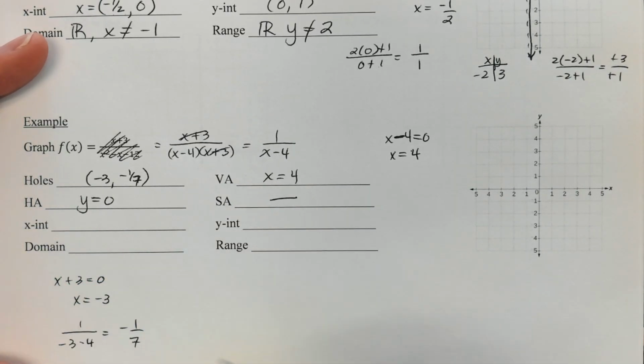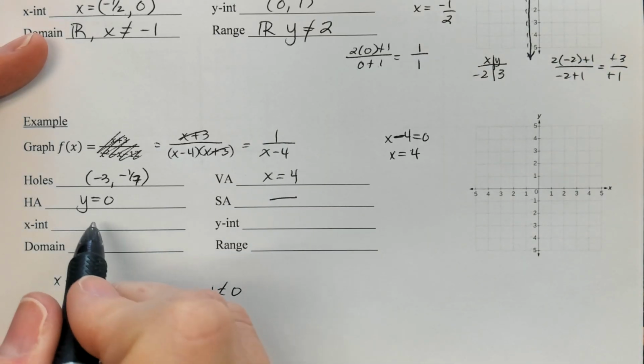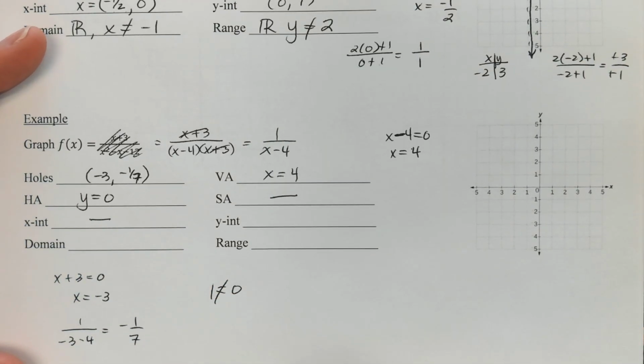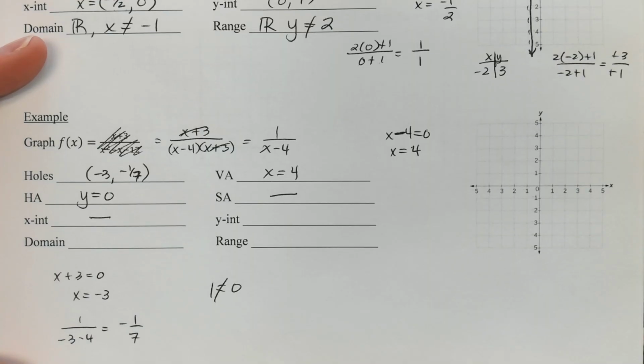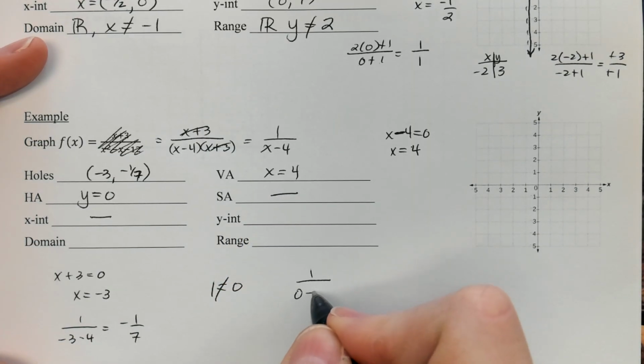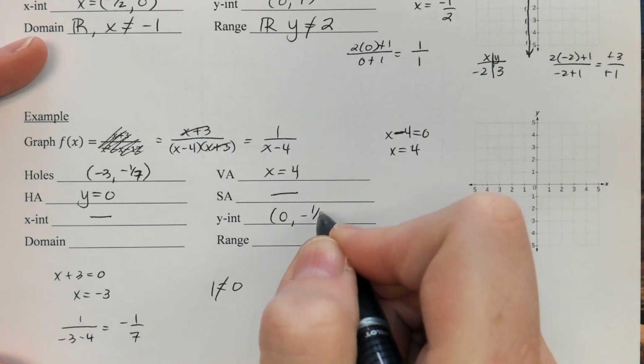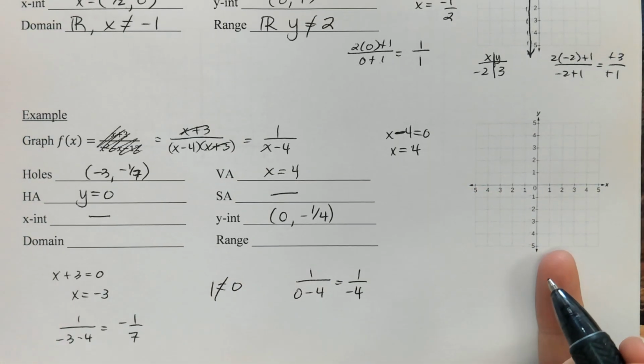X-intercept says that we have to set the numerator equal to 0. That would mean 1 is equal to 0. That's not a true statement, so you don't have any x-intercepts. Y-intercept, you just put a 0 in for all the x's, so 0 minus 4. I've got 1 over -4. That I can graph. So let's put it all together.